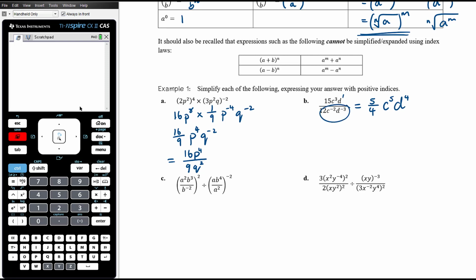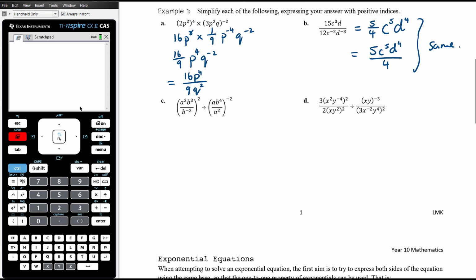So as I said, you can worry about these negative powers at the beginning, but if you just focus on simplifying, look, we don't have any negative powers at the end, so don't work too hard on the negatives at the beginning. You can leave it as 5 on 4, c to the power of 5, d to the power of 4, we've got positive indices. You might choose to write it as one combined fraction, these are over 1. So it's 5c to the 5, d to the 4, all over 4. They're the same. One's not more simple than the other.